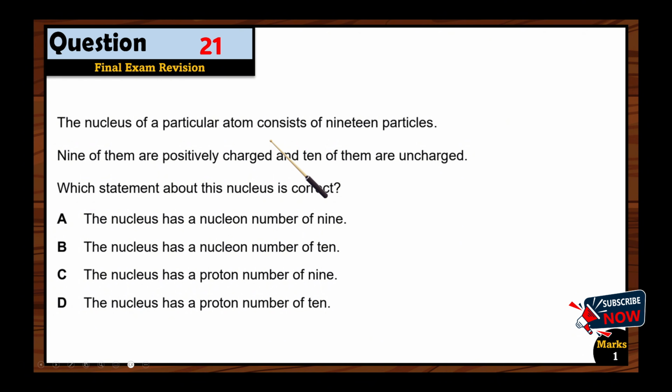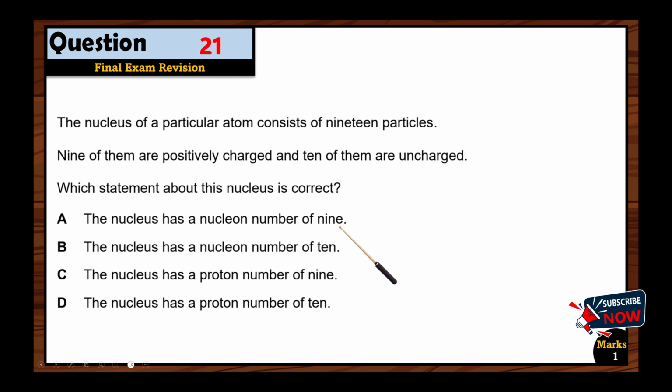The nucleus of a particular atom consists of 19 particles. 9 of them are, so now these 19 particles are in the nucleus. What does it mean? It means we have protons and neutrons. 9 of them are positively charged. So which of them are positively charged? Of course, protons. Neutrons have no charge, right? So 10 of them are neutrons. So which statement about this nucleus is correct?